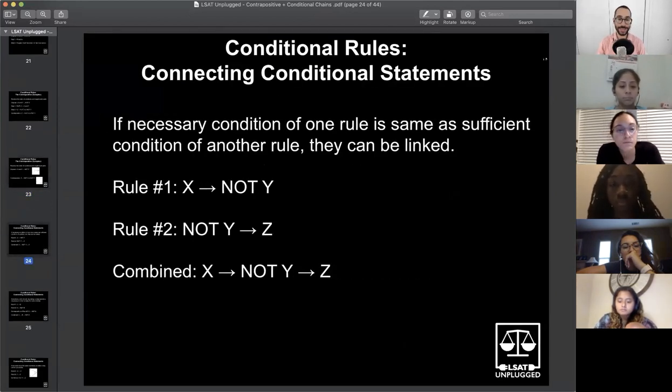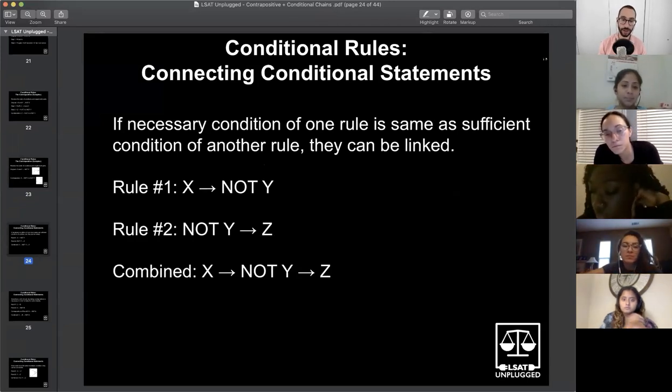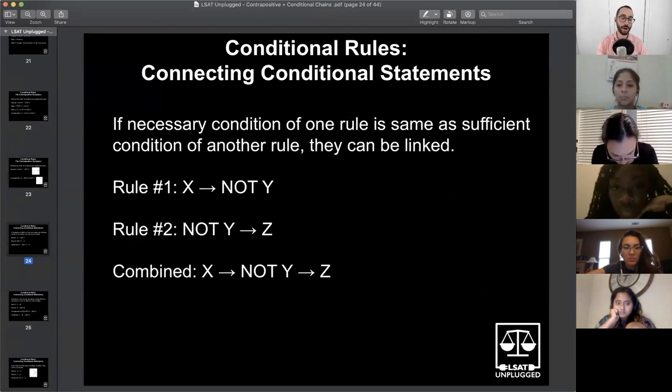Now, I want to talk about linking or connecting conditionals. We've done the contrapositive. The next step to really solving these kinds of games, and even logical reasoning in certain cases, is linking rules together to form inferences. A contrapositive is a kind of inference, by the way, but if we're looking to really make a lot of inferences, conditional chains are the way to go. So, like I said before, you want to have the same variable in multiple rules.